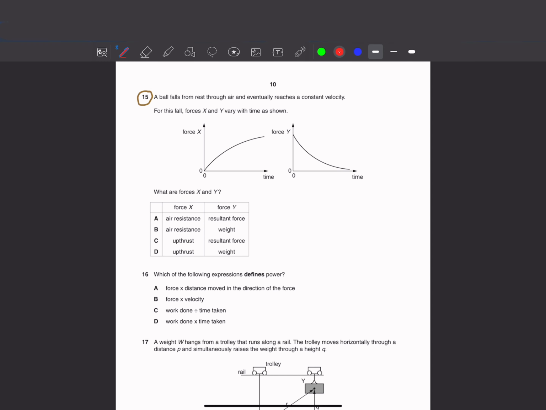Then here you have a very important question, question number 8: a ball falls from rest through air and eventually reaches a constant velocity.